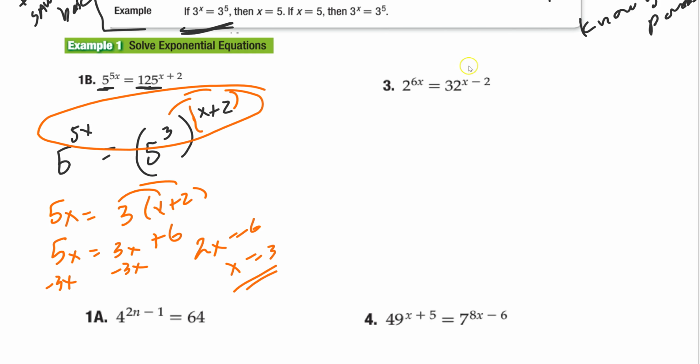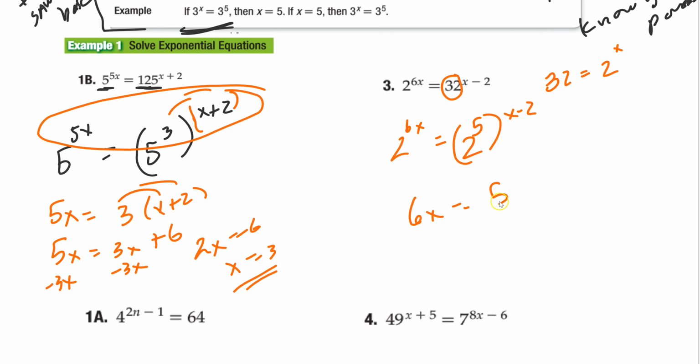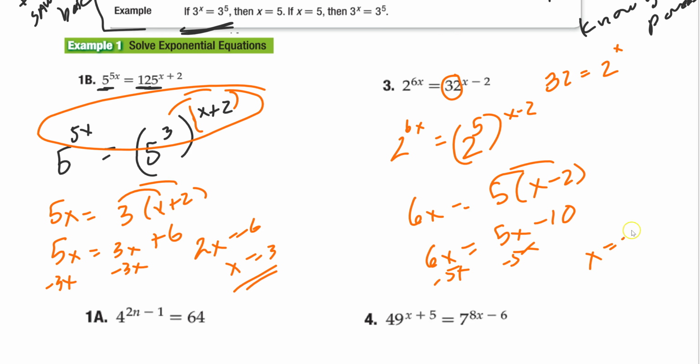Same idea, right? So again, I've got to make these powers match. So you've got to understand 32 is 2 to what power? That's the whole thing you want to say in your head. In this case, it's 2 to the 5th. So if you know your powers, it's a lot easier. Right? The bases match. We can solve the powers. So 6x equals 5 times x minus 2. Don't forget to distribute. 6x equals 5x minus 10. Subtract 5x from both sides. x equals negative 10.